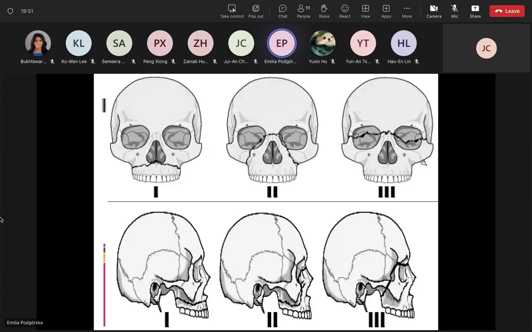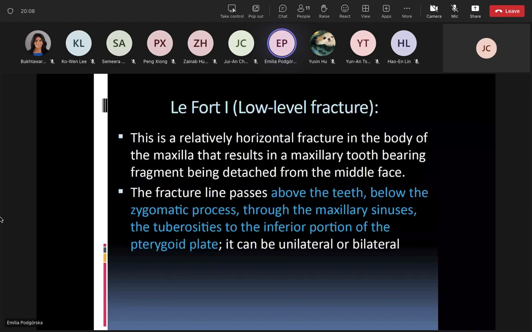Le Fort 1 is low level fracture. This is a relatively horizontal fracture in the body of the maxilla that results in the maxillary tooth bearing fragment being detached from the middle face. The fracture line passes above the teeth, below the zygomatic process through the maxillary sinuses, the tuberosities to the inferior portion of the pterygoid plate. It can be unilateral or bilateral.